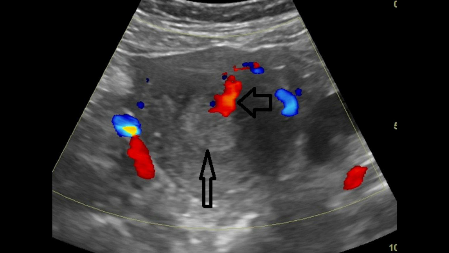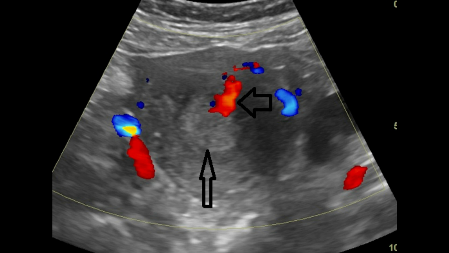Here you can see on the transverse image of the uterus, the wide arrow points out the feeding vessel, and here on the Doppler imaging the feeding artery sign is shown, while the narrow arrow is the polyp, the body of the polyp.